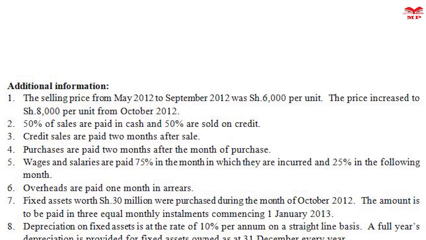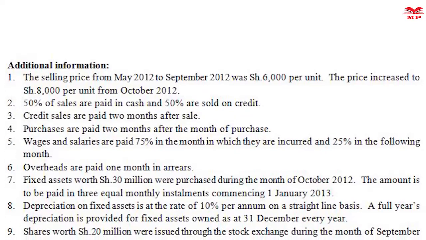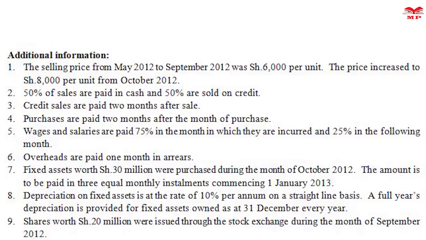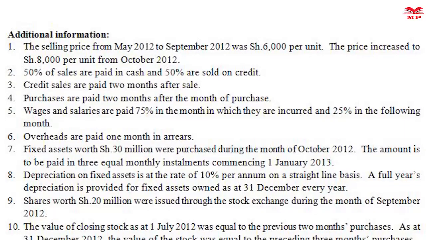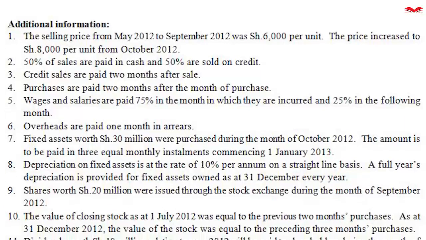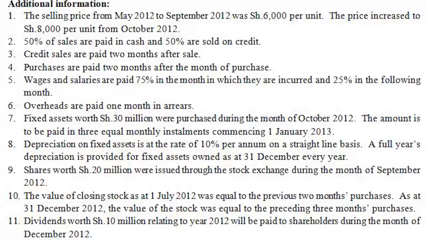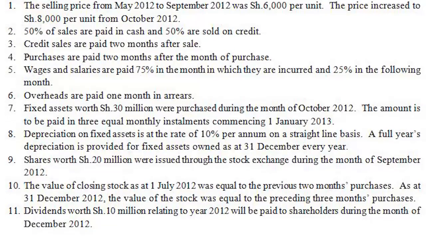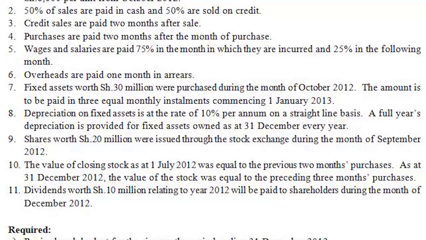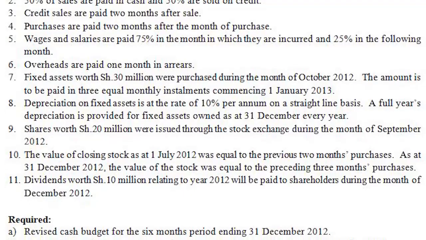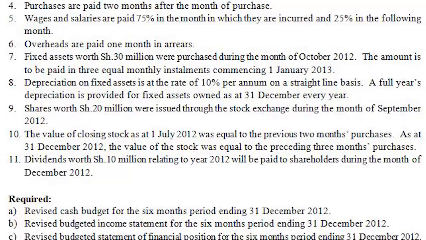7, fixed assets worth shillings 30 million were purchased during the month of October 2012. The amount is to be paid in 3 equal monthly installments commencing 1st of January 2013. Number 8, depreciation on fixed assets is at the rate of 10% per annum on a straight line basis. A full year's depreciation is provided for fixed assets owned as at 1st of December every year. Number 9, shares worth shillings 20 million were issued through the stock exchange during the month of September 2012.